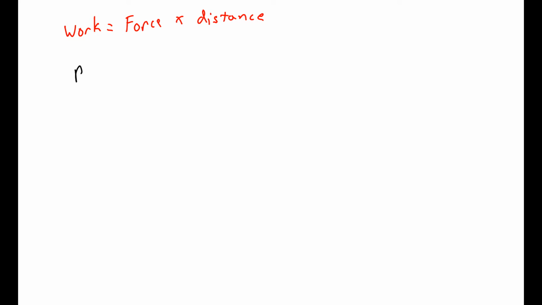Next one is pressure equals force over area. Pressure is going to be measured in PSI. Does everybody know what PSI stands for? Pounds per square inch.